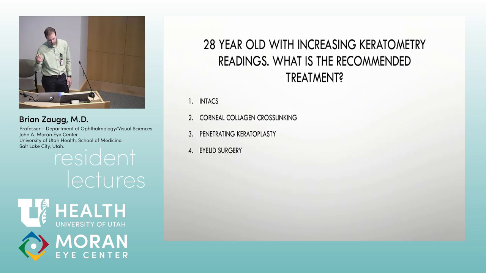So 28-year-old with increasing keratometry readings, what's the recommended treatment? So what are they trying to get at here? You want to stabilize it. He's progressing, right? Progressive, unstable keratoconus. There's an FDA-approved treatment for that now. And is it intacts? Is it a PK? No, it's collagen cross-linking. So they want you to cross-link these patients with unstable keratoconus. So all of these are treatments for it. And even this, in some cases, if they've got that floppy eyelid problem.